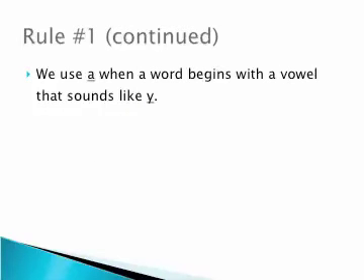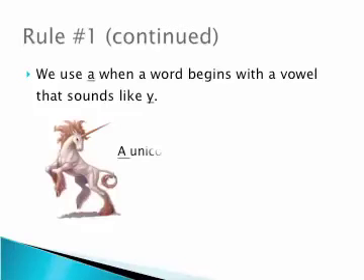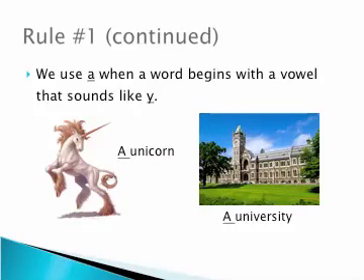We use "a" when a word begins with a vowel that sounds like Y. So, a unicorn. Even though unicorn begins with the letter U, you have that Y sound. So we use a unicorn. And if you try to say "an unicorn," that's hard to say. So we say a unicorn. A university. Same situation. The word begins with U, but that U makes a Y sound.